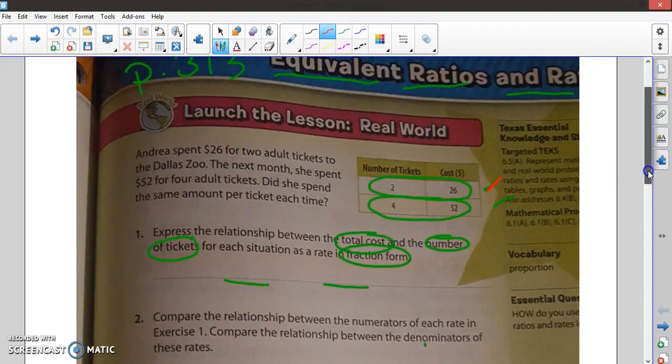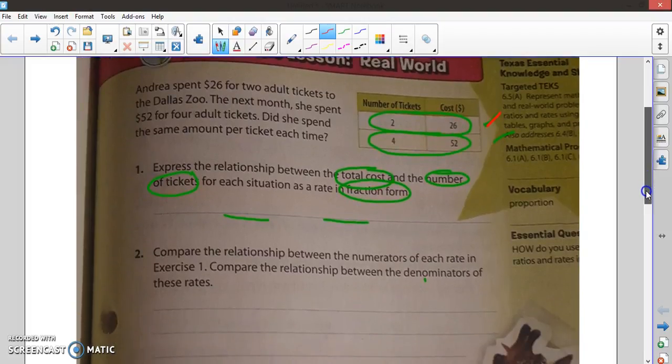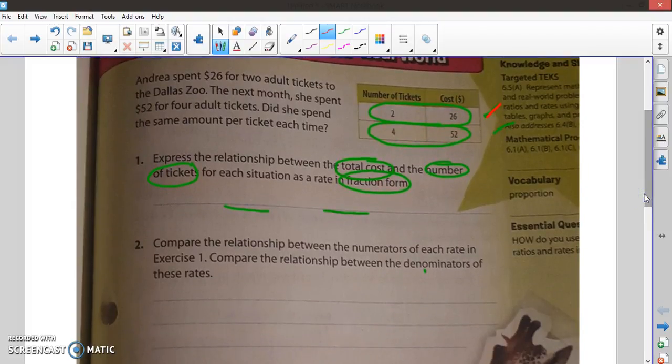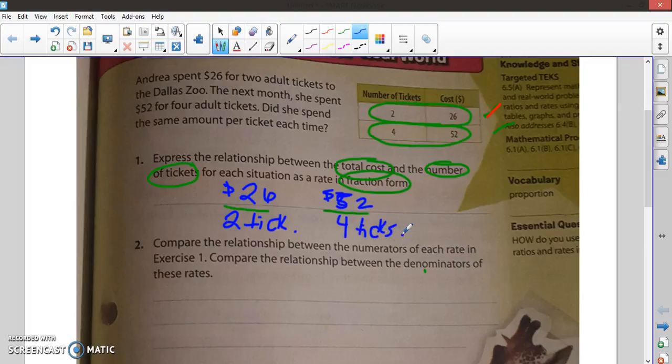Okay, so now you should have the answer by now, so I'm going to show you. So the first one should be written as $26 over 2 tickets, because it wanted cost over tickets. The second one is $52 for 4 tickets. Okay, so those are our 2 rates in the form of a fraction.